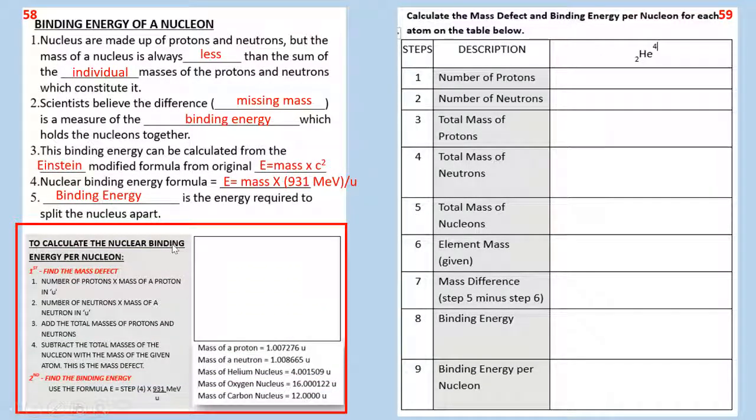In the bottom section, we are going to learn the steps that we need to take in order to calculate the binding energy of a nucleus. You need first to find the number of protons and the number of neutrons of the chemical element for which we need to calculate the nuclear binding energy. So let's start by defining the mass defect, or the mass difference.